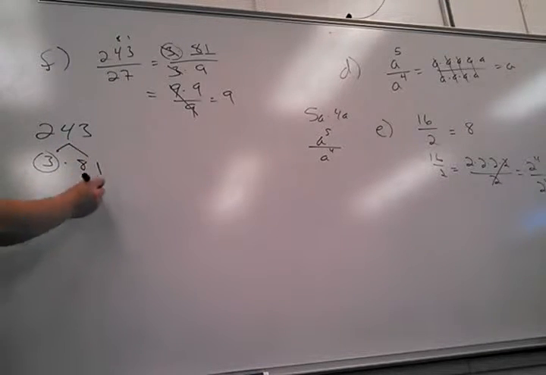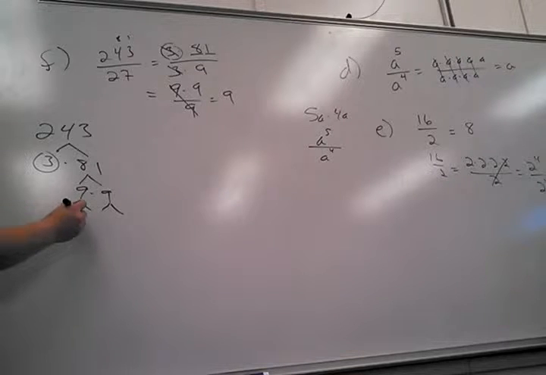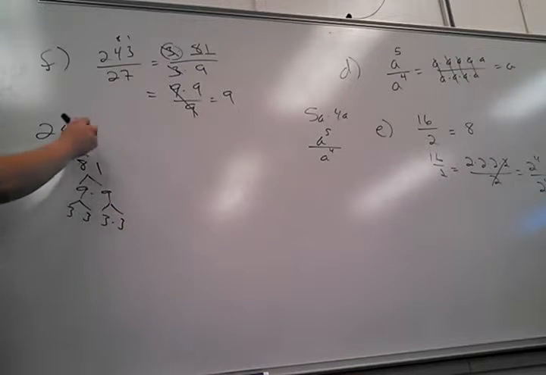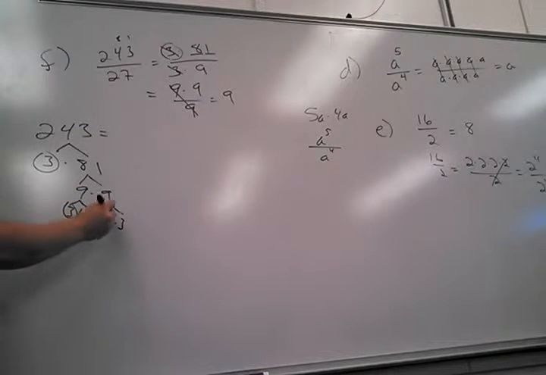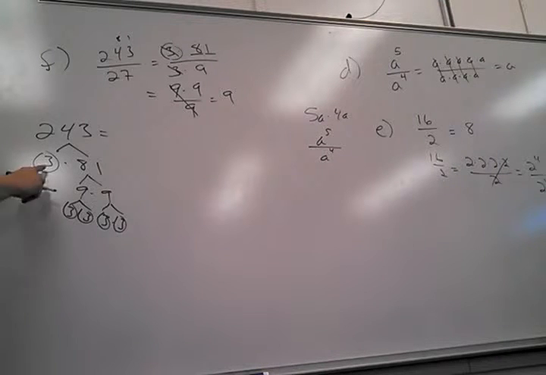Are you with me? What's 27? How many 3's does that have in it? 3. 3 times 3 times 3. So this, 243 over 27. 243 is 3 to the 5th.